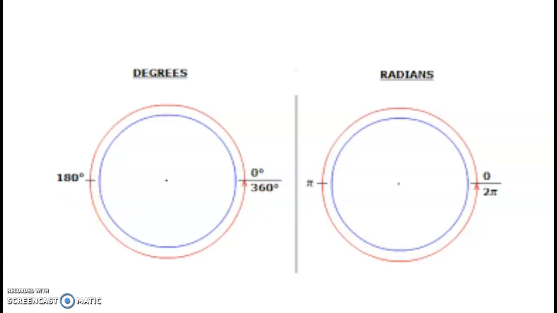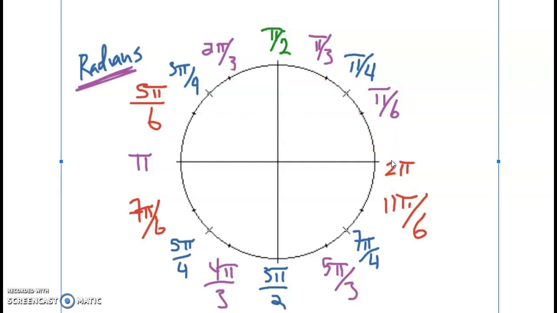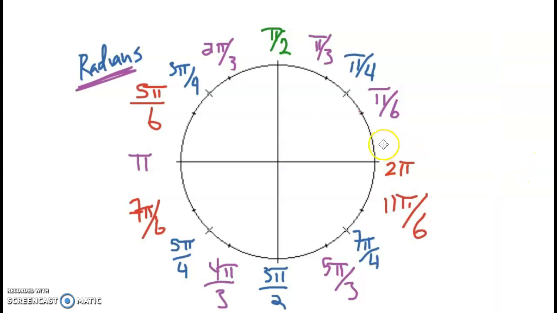So let me show you some more angles. If we look, this is what the circle looks like in radians. It still starts at 0, and this is pi over 2, pi, 3 pi over 2, 2 pi. And then there are some other angles in between here. Obviously there are an infinite number of angles in between, but this is just to get you started with the main angles.